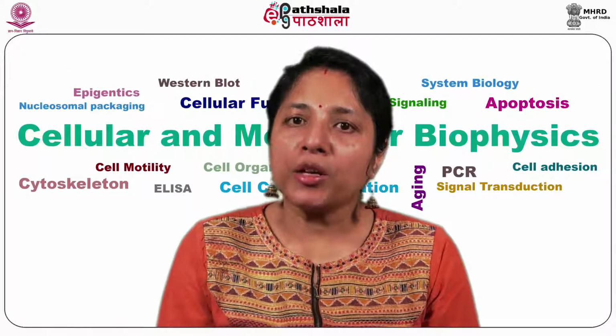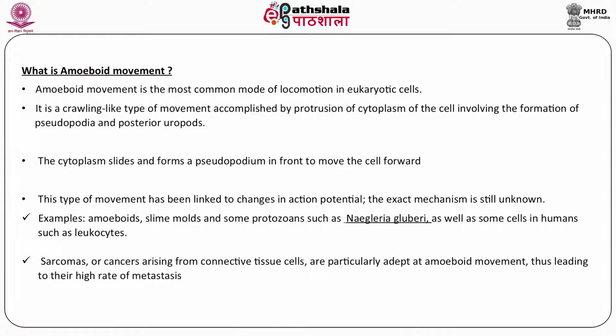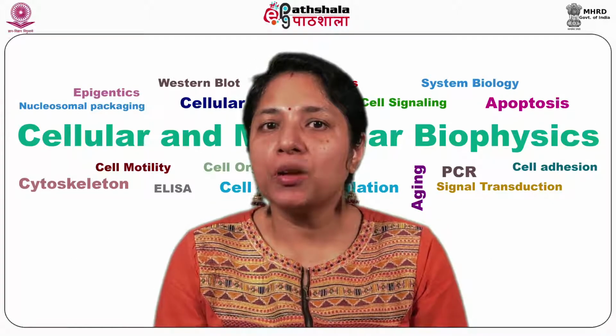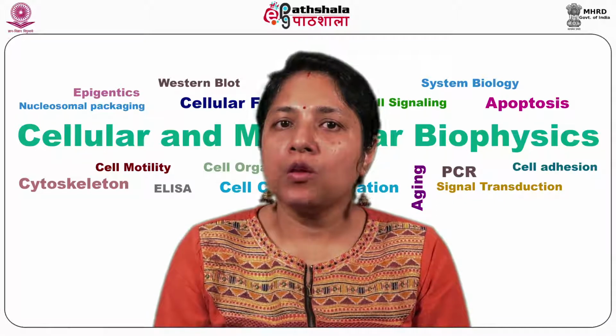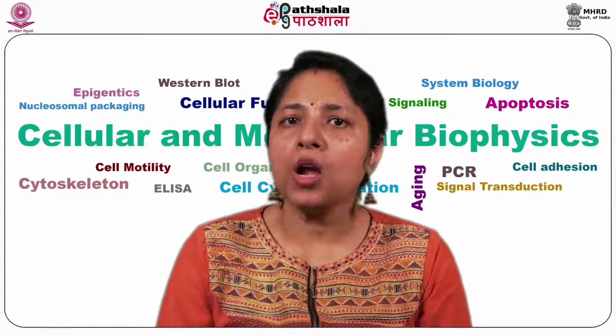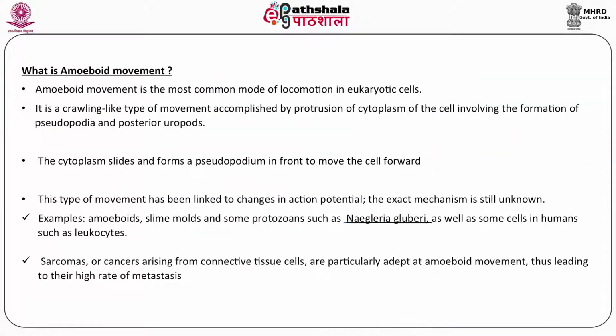Now, second, amoeboid movement. Amoeboid movement is the most common mode of locomotion in eukaryotic cells. It is a crawling-like type of movement accomplished by protrusion of cytoplasm of the cell, involving the formation of pseudopodia and posterior uropods. The cytoplasm slides and forms a pseudopodium in front to move the cell forward. Examples are amoeboids, the slime molds, and some protozoa such as Naegleria gruberi, as well as some cells in humans such as leukocytes.